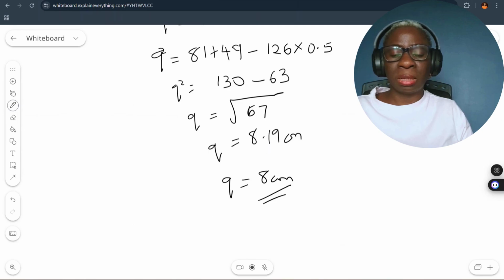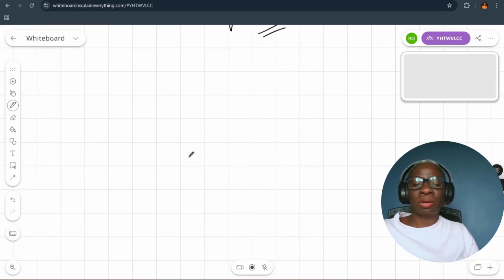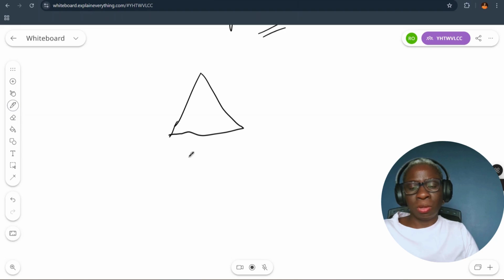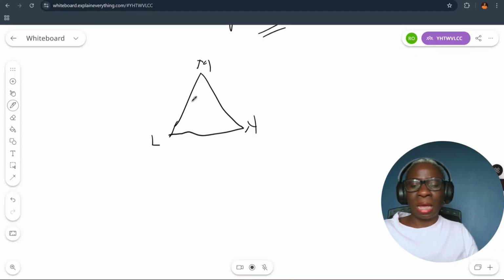So let's take a second question. This question says find the area of triangle LMN. Let's first draw our triangle. Let's say this is triangle LMN. Okay, the question says LM is 12 centimeter. LM, this is LM, 12 centimeter.